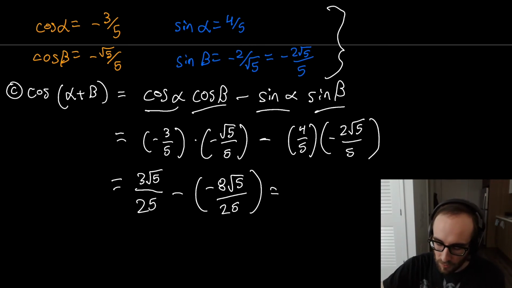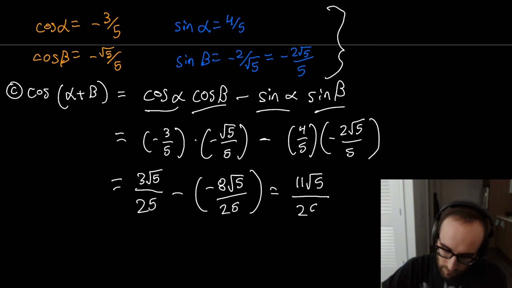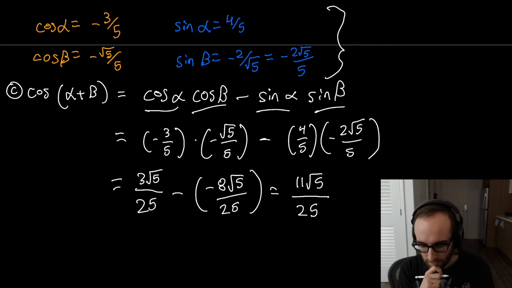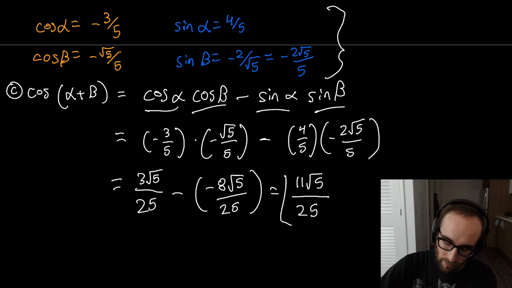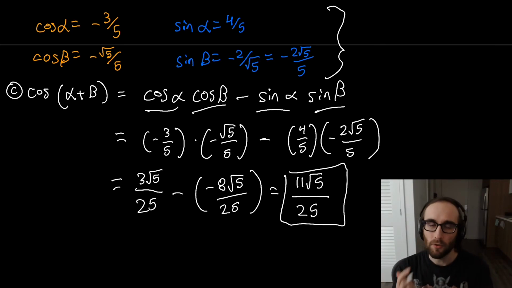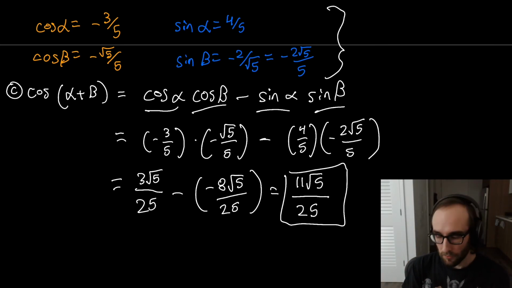So if we combine these, we end up with 3 root 5 plus 8 root 5. So we end up with 11 root 5s over 25. And then I think that's just about all we can do for that one. Yep, 11 root 5 over 25. And then we're finished. So just using our formula and then simplifying from there.